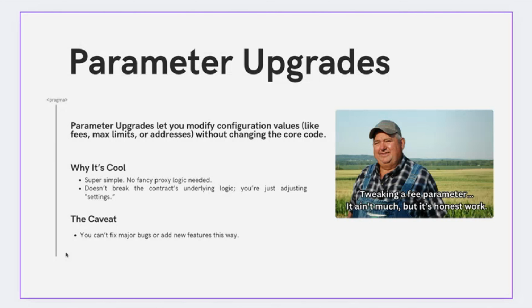So what is a parameter upgrade? We've seen many contracts during our course where we have state variables that can be changed after deployment. Those are known as parameter upgrades. It's like changing a fee, setting some max limits, switching out some addresses. So you're not actually changing the core business logic of your smart contract, but you're tweaking parameters so that the output of your functions can change, can alter in time.